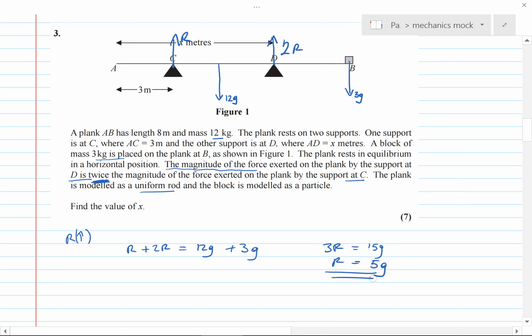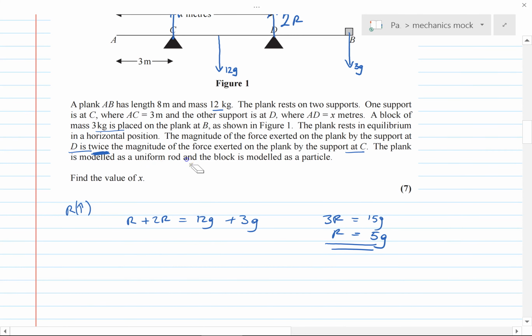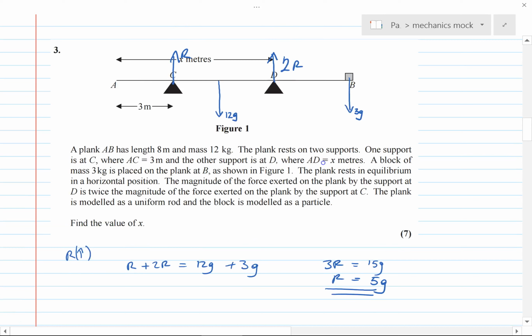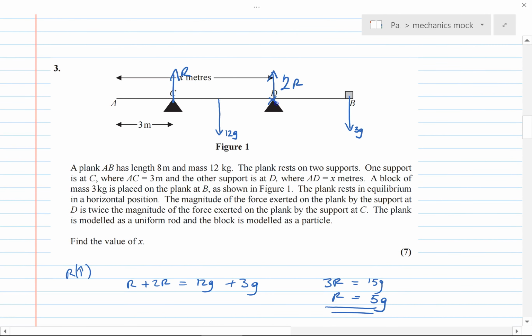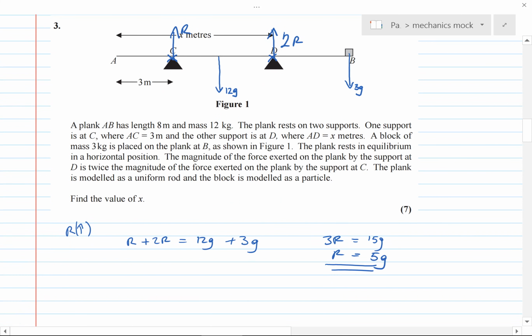Now, you're going to make life difficult for yourself if you don't use that. There's a couple of marks in the mark scheme attached to doing just that. Now it's a case of taking a moments equation. You could take moments about any of the supports here. It's the natural thing to do, really, because it takes out a force. You could take moments about C, for example.